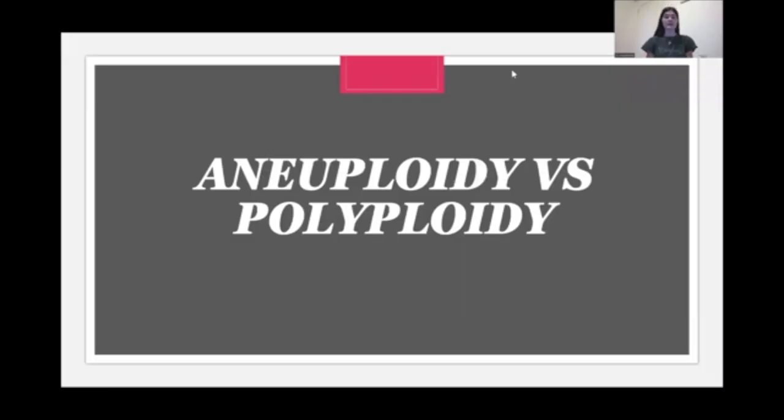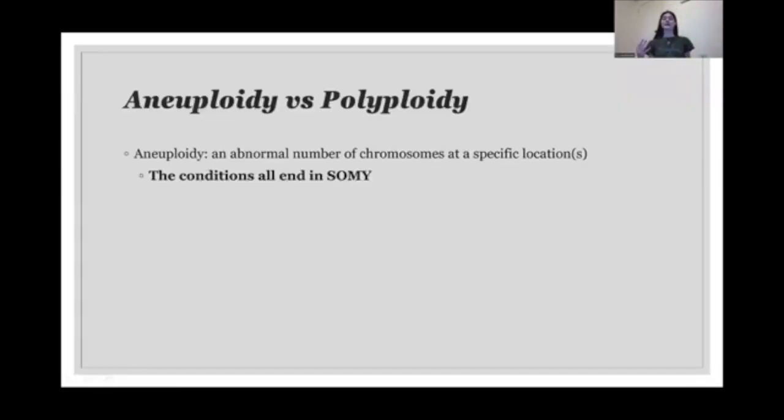Let's go ahead and start looking at aneuploidy versus polyploidy. So, first up, aneuploidy is whenever you have an abnormal number of chromosomes at a specific location. It could technically be more than one, but in our class, we're pretty much just going to talk about the chromosome 3 location, the chromosome 21 location, or stuff like that. And all of the conditions for aneuploidy are going to end in the word somi or somic, S-O-M-I-C, so instead of the Y having IC.